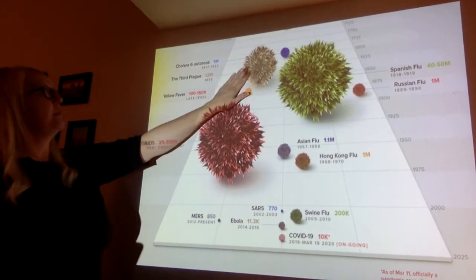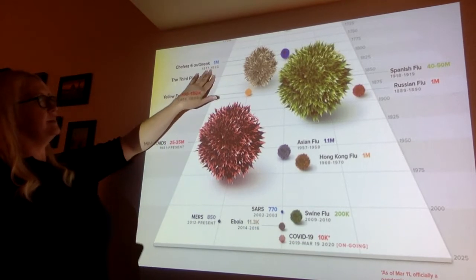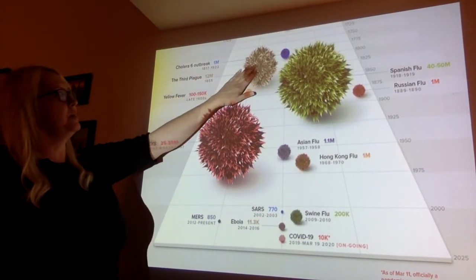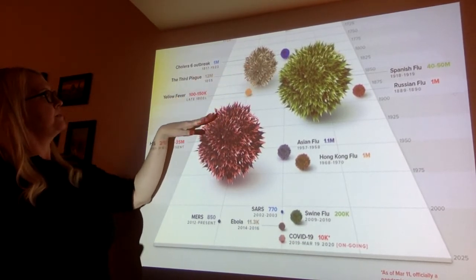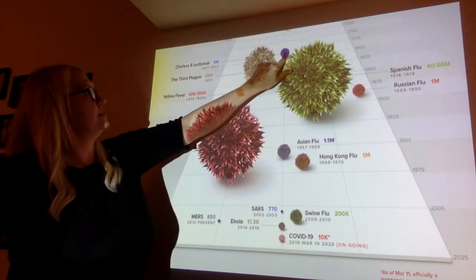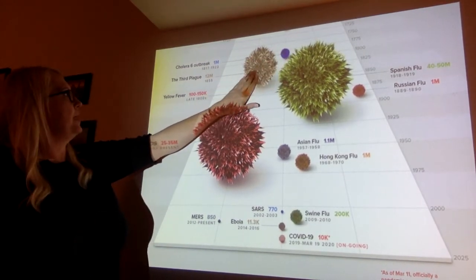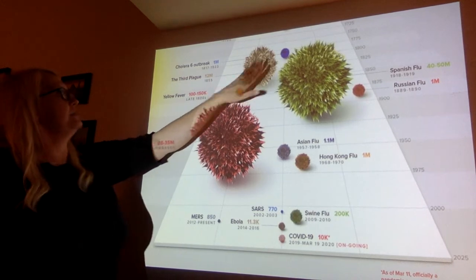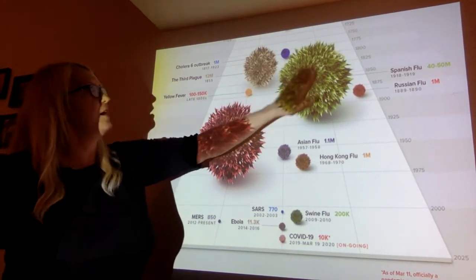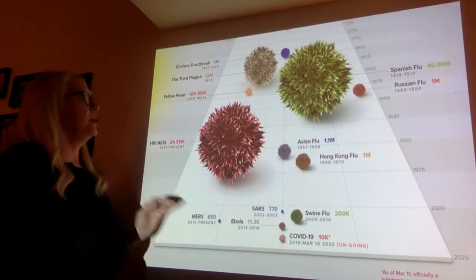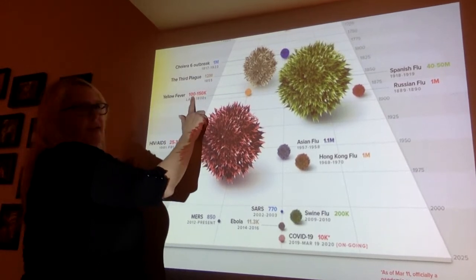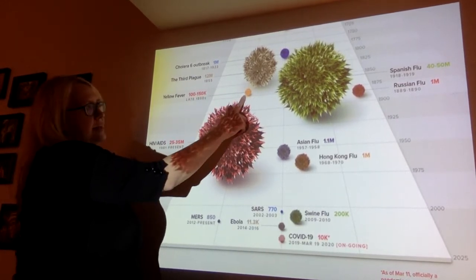Now this is a cholera outbreak that happened 1817 to 1923. That killed 1 million people. That's this little purple dot, sorry. And then the third plague that happened in the 1800s killed 12 million. And then I come to World War I, right? Oh, let me go back here. Yellow fever, that's 150,000 in the late 1800s.